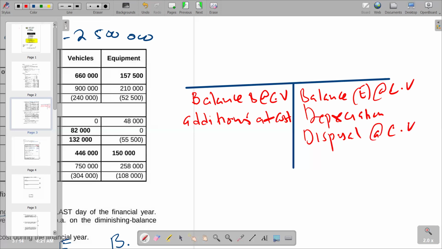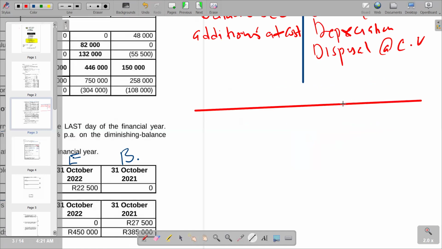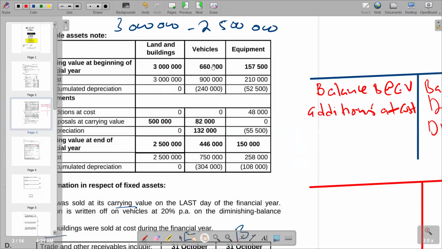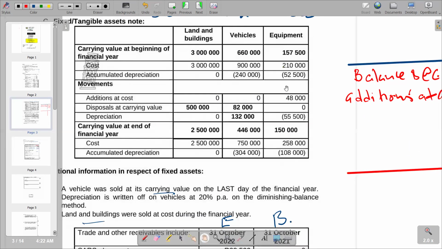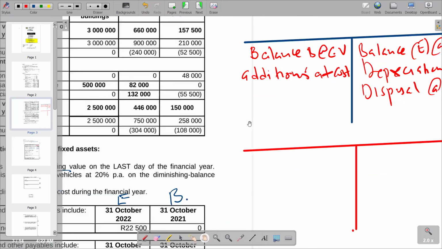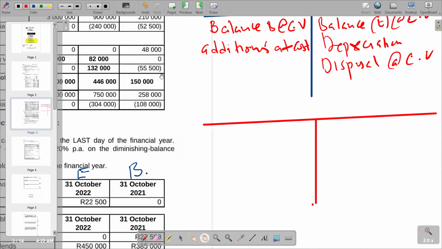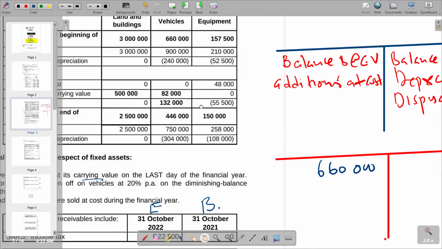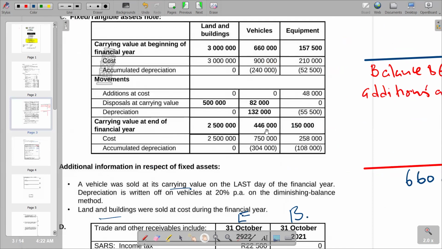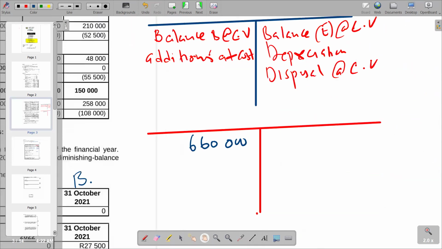So we can try to calculate it using this format. According to the information given, we can come up with a solution using that T account. For vehicles, the carrying value at the beginning is 660,000, so it will be on the debit side. 660,000 on the debit side. Then we have the carrying value at the end on the credit side, 446,000 on the credit side.